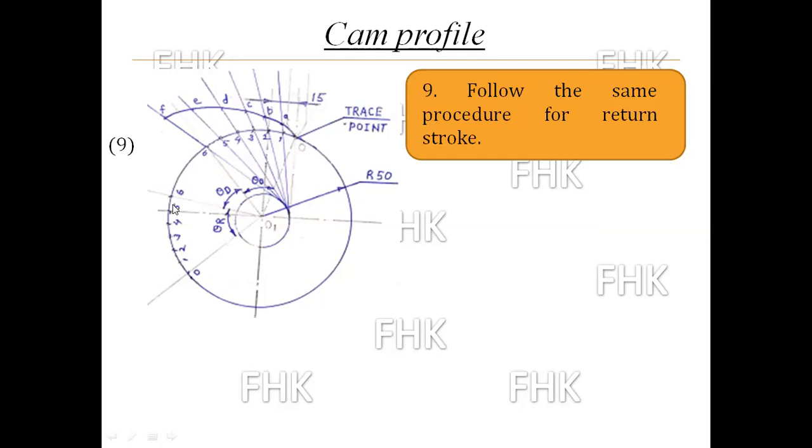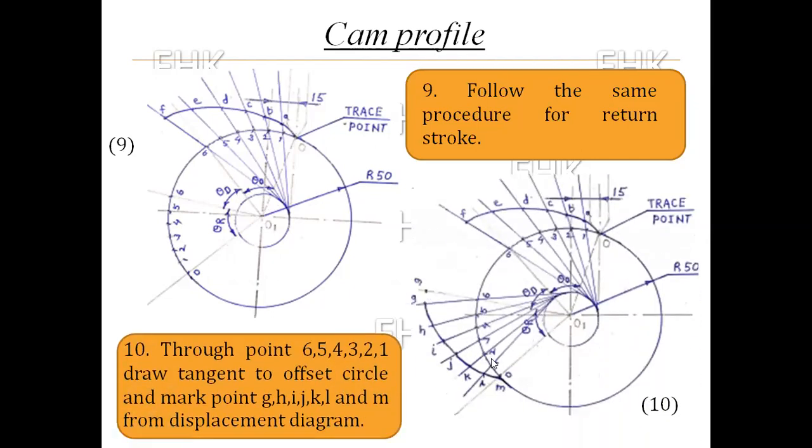Now the next step is, from point 1, draw the tangent to the offset circle. From point 4, draw a tangent to the offset circle. Through point 3, draw the line tangent to the offset circle. In this way, from all the points you have to draw lines tangent to that offset circle. Then from the displacement diagram, take the distance 6G in the compass, and with 6 as a center and 6G as a radius, cut the 6 number line at point G.